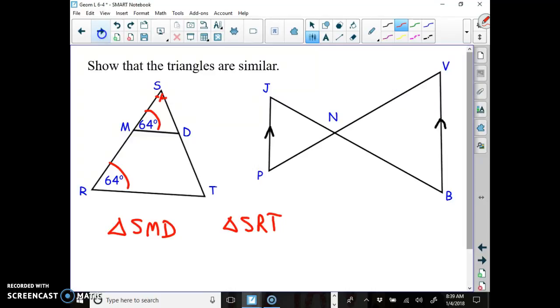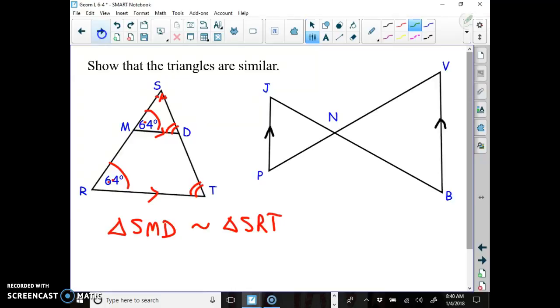The other thing you could do is realize if these corresponding angles 64 and 64 are congruent, the lines are parallel, and then these other corresponding angles are congruent. So whether you use angle S twice in M and D R, or M and R and D and T, you still will have the triangles similar.